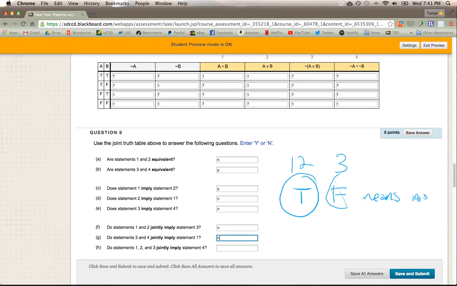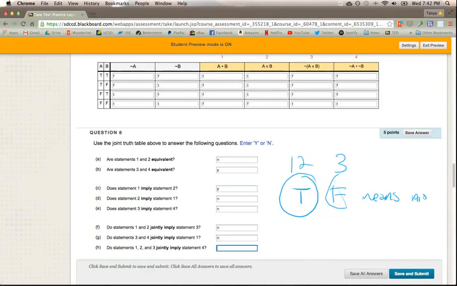How about do one, two, and three jointly imply four? Is there any row where one, two, and three are all true? TTF. FT, FT, FF. There is no row where these three things are all true. That means there's no TF row, right? There is no case where we've got TTT and yet four is F. Since there's no TF case, that means yes implication. The TF case is a problem. You find a problem, no implication. If you don't find a problem, and we didn't, then yes implication.